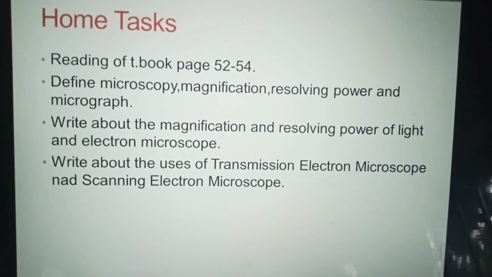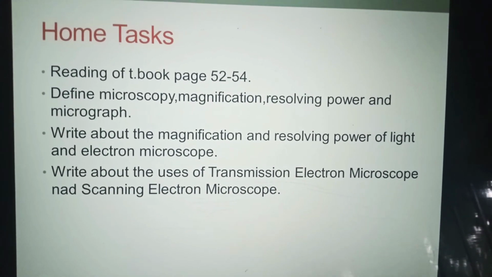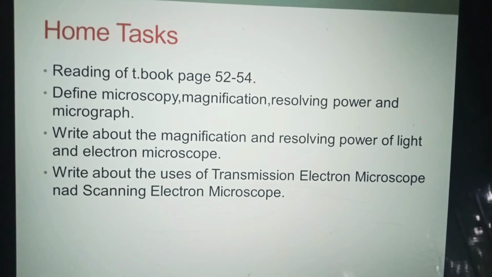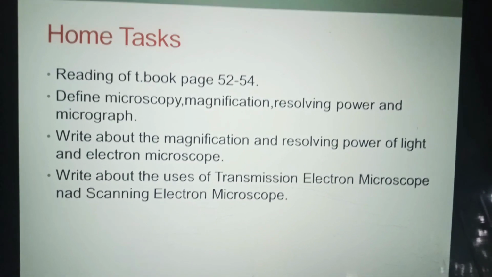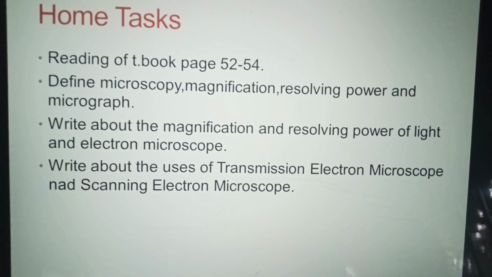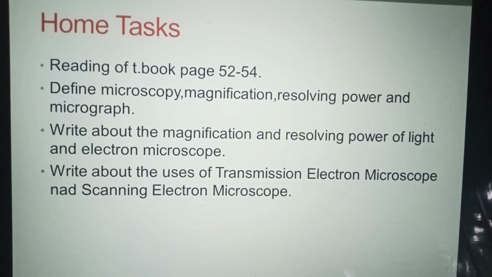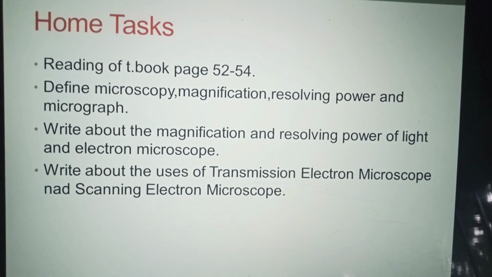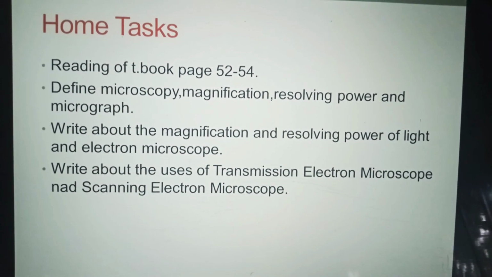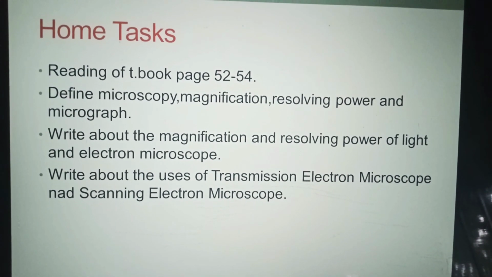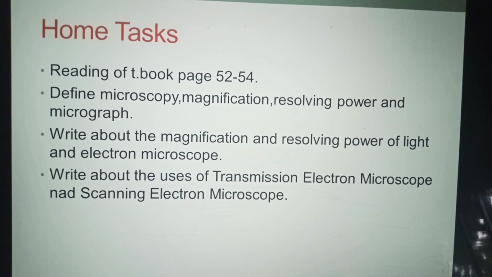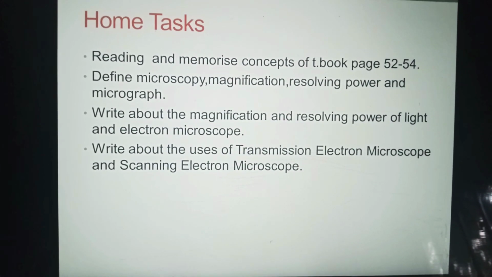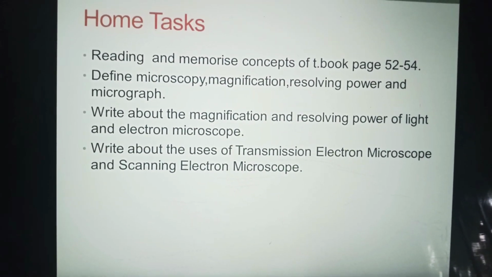And now it's time to discuss the home tasks for day 1. You have to read and memorize the concepts from textbook pages 52 to 54. You have to define microscopy, magnification, resolving power, and micrograph. You have to write about the magnification and resolving power of light and electron microscopes. You have to write about the uses of the transmission electron microscope and scanning electron microscope. And you have to write the answers to these questions on your loose sheets.